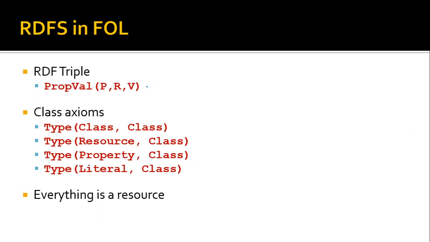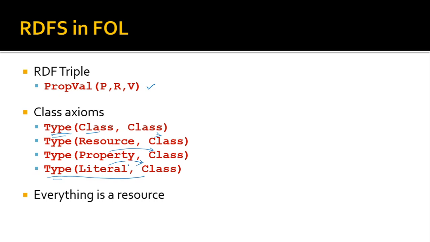So we can represent any RDF triple with this prop val, and we can assert the relationship between an instance and its class. Basically, something is an instance of another thing by this type predicate. Like here I'm saying that resource class is an instance of the RDFS class. The RDF property is an instance of RDFS class. RDFS literal is an instance of RDFS class. So this is how we can represent this axiomatic statement using the type predicate.